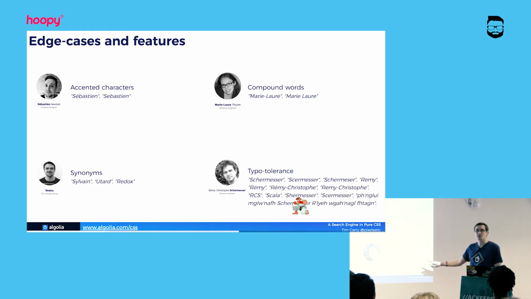And Rémi-Christophe is very interesting because it's a mega combo in that he has an accent, compound words, and in real life, no one ever calls him Rémi-Christophe Schermesser. We all call him RCS, so he also needed a synonym. I was doing unit testing to make sure everything was working in my project. So Rémi-Christophe was my fixture. If it was working for Rémi-Christophe, everything was working.